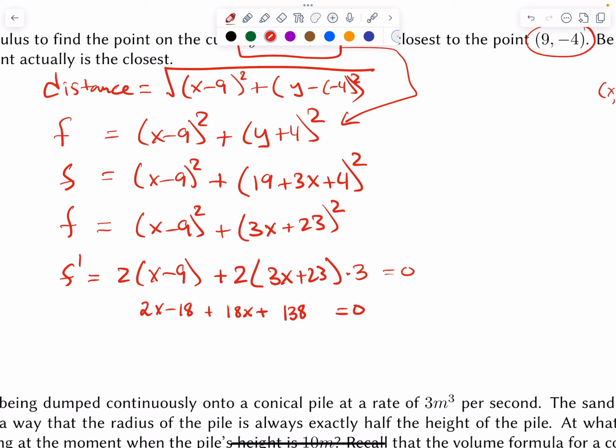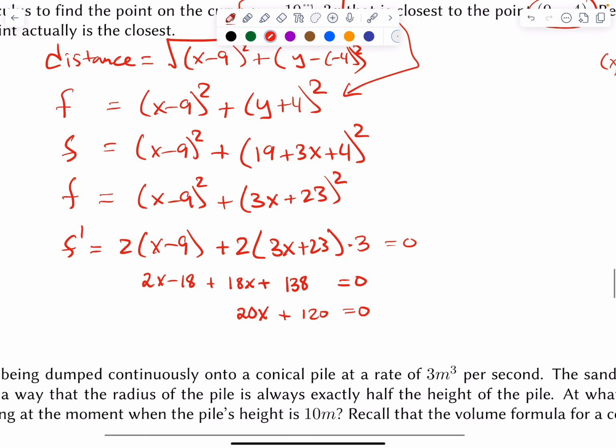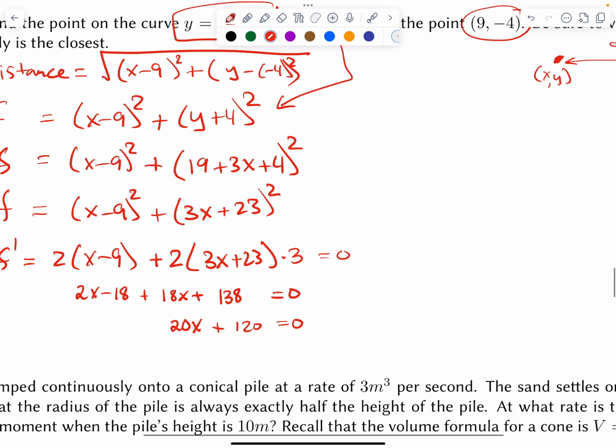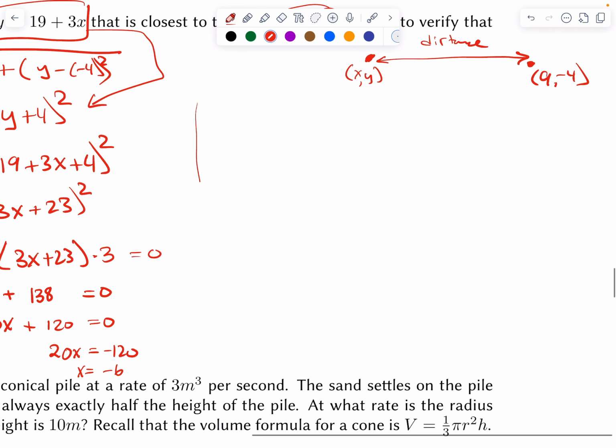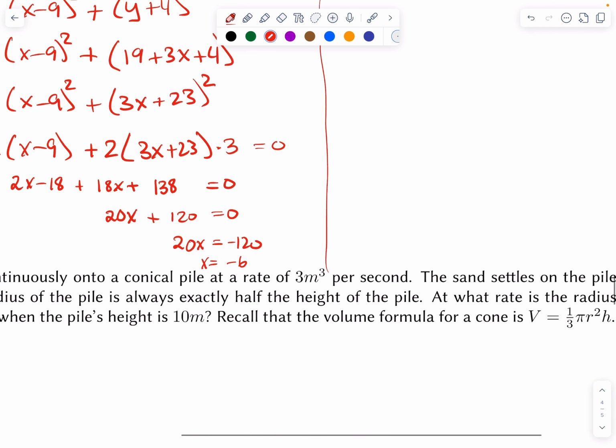Okay, so that has to equal 0. So what are we left with? 20x plus 120. Isn't that convenient? Someone thought through this problem carefully, and that would be me. Okay, so 20x is negative 120, and x is negative 6. That's our critical number, but we have to make sure that that's a minimum. So is this a minimum?